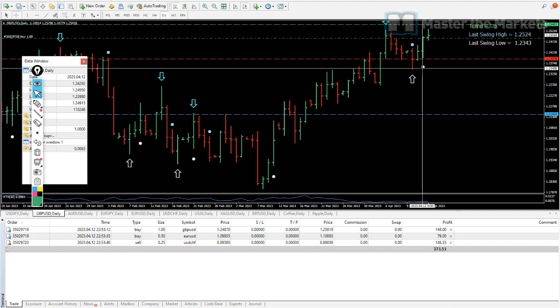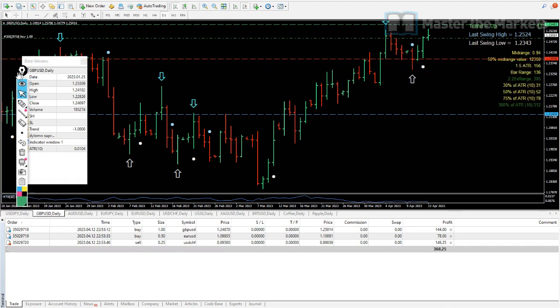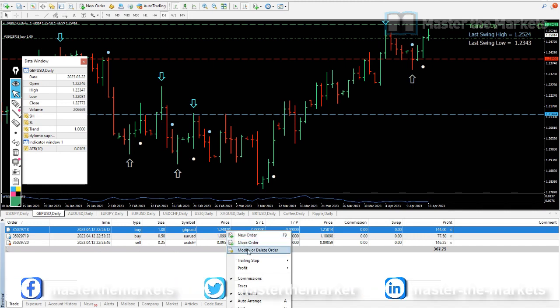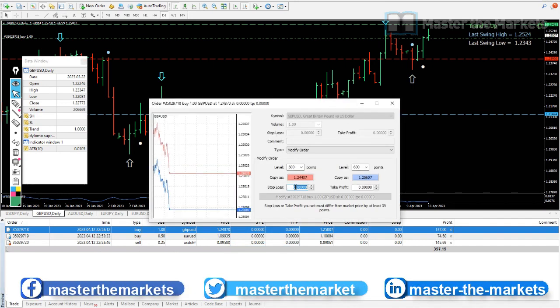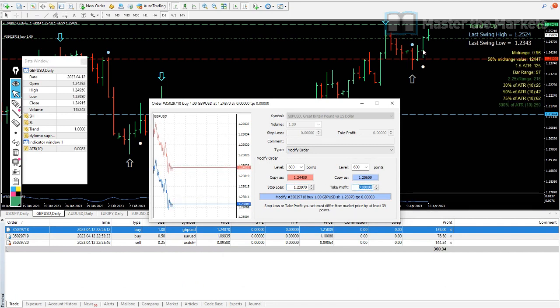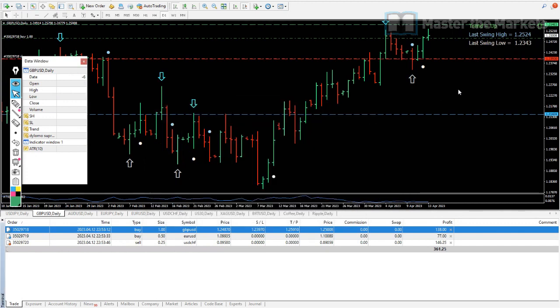So for example, the stop loss here will be the low, 1.2397. Let me just move this out of the way for a bit. So the low here will be 1.2397, so let me modify that to 1.2397, and then my target will be for the close, 1.2591. So that's what we've got here, and that's it. That's based on those levels.